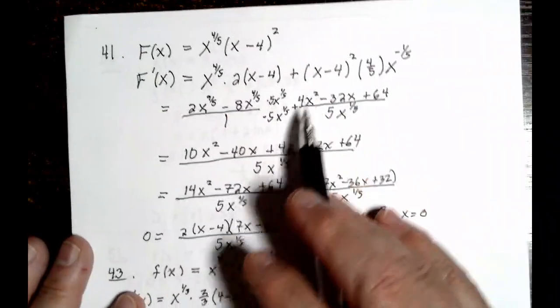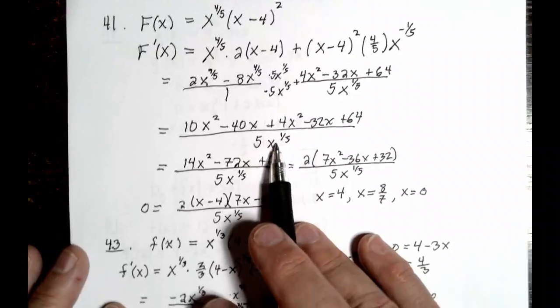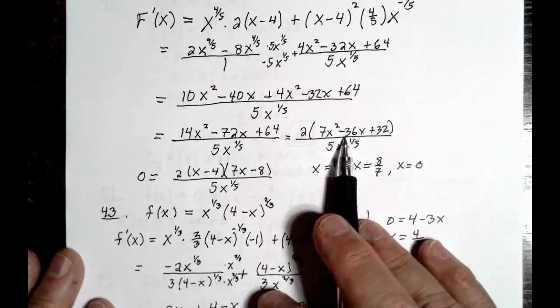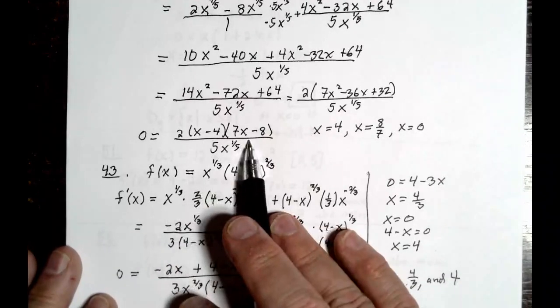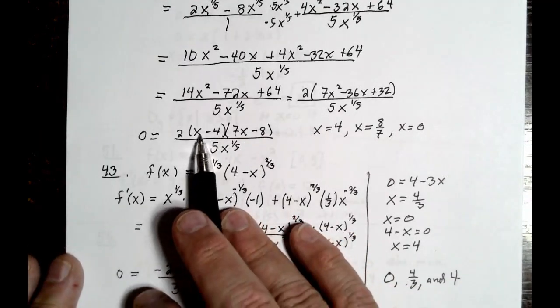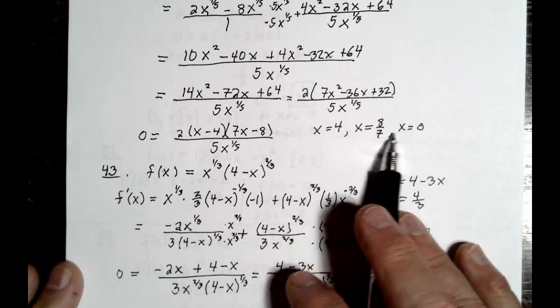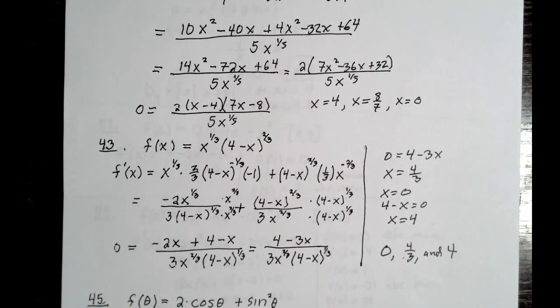This one, when you take the derivative and you bring them together with the same denominator, you can reduce the numerator as best you can and factor. And when you set things equal to 0, you get 0 for the denominator, you get 4, you get 8/7. Those are your 3 different critical values.